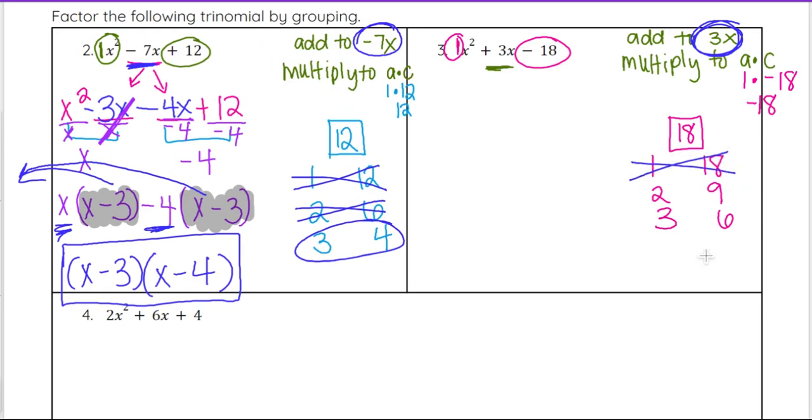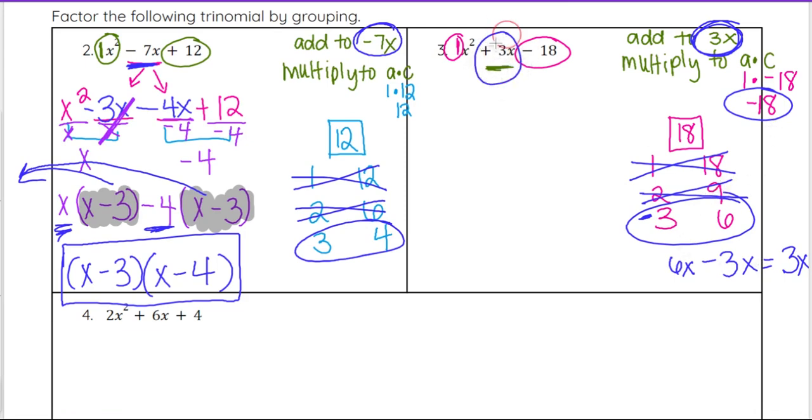So 1 and 18, there's no way to do 1 plus 18, 1 minus 18, 18 minus 1, any of that to give me 3x. 2 and 9 are never going to add or subtract to be 3x, but 3 and 6 will work. So if you think about how do I get 3x, or 3 in general, from 3 and 6, 6 minus 3 gives us 3. So 6x minus 3x would give us 3x. So I can use 6 and -3. And that's going to multiply to -18. So 6 times -3 will be -18. And then 3x is what it adds to when we do 6 plus -3, or 6 minus 3.